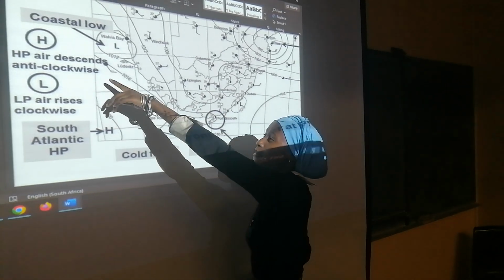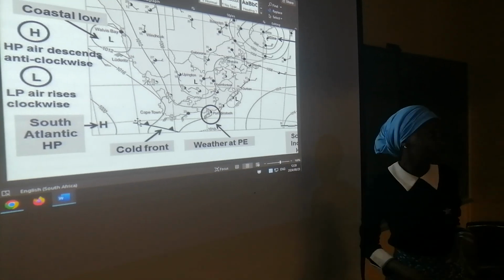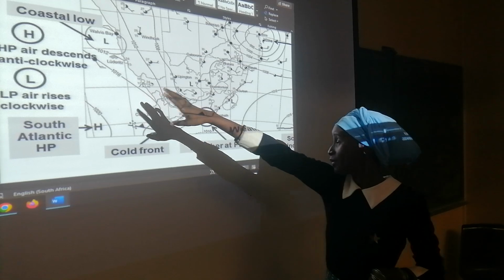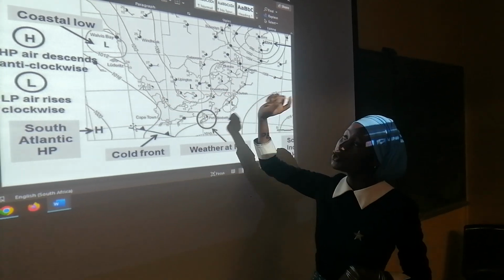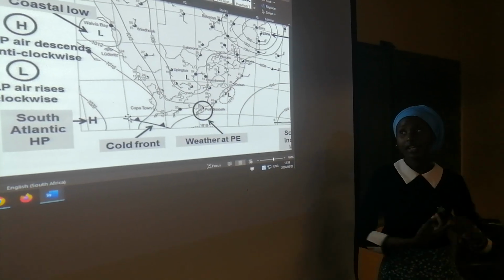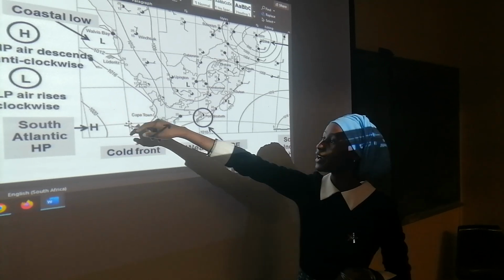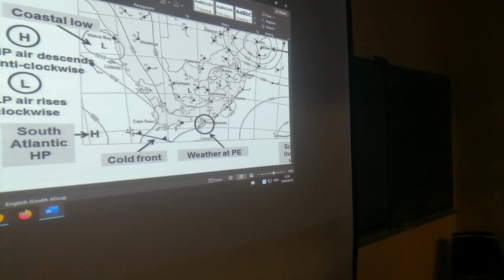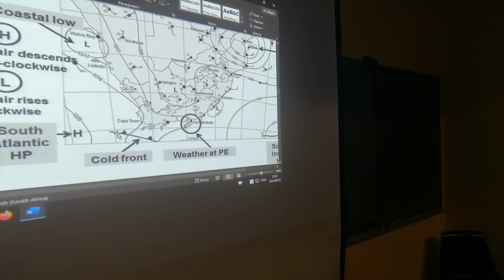Then you have to be familiar with the high pressure cells and the conditions that come with them. The high pressure cell is where the air descends and it will be moving in an anti-clockwise direction, and in the low pressure cell, the air rises and it moves in a clockwise direction. Am I making sense? Yes, ma'am. Okay.